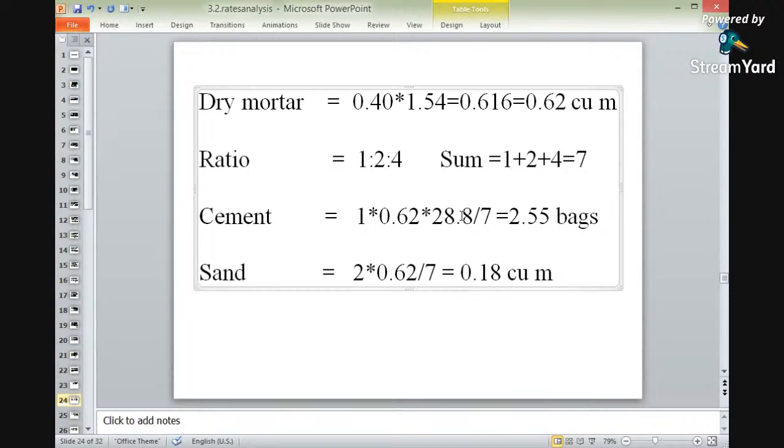How many bags of cement will be required? 28.8, converting this into cubic meters. So it comes to be 2.55 bags. Okay. What about sand? Sand is 2 parts. So here 2 multiplied by its quantity, that is 0.62, divided by total parts, which after addition we have to consider as 7. So sand we require as 0.18.